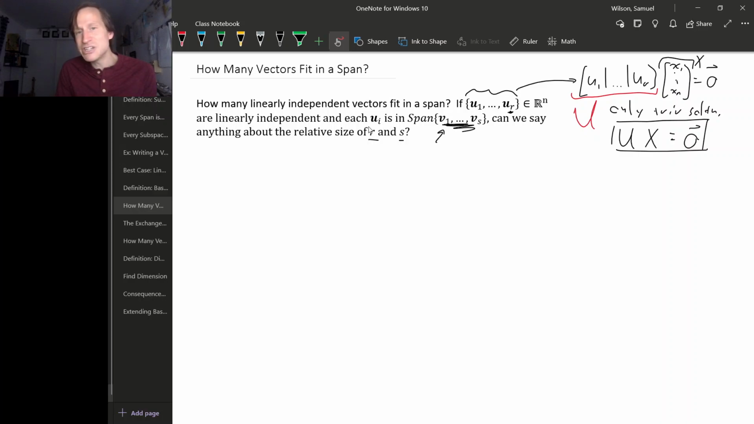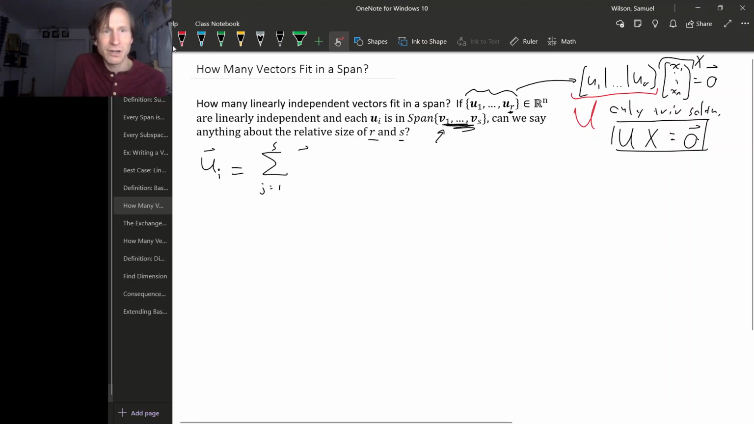Also, each of the u's individually is in the span of the v's. So what would that look like? Well, we have all these u's, u sub i, where i ranges from 1 to r, and they're all vectors. They're all linear combinations of the v's. So each one of these is a sum from 1 to s, where all of the v vectors show up, and they all have coefficients. Sorry, that shouldn't be an s, that should be a j.